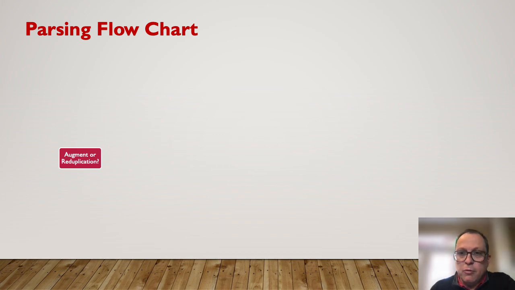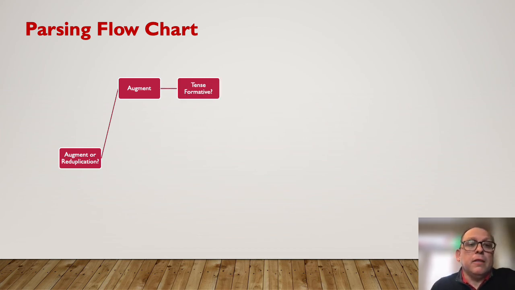The parsing flowchart, first step. First question you always want to ask is, does it have an augment or reduplication? You should, at this point, know what those two things are. So we'll go to the first part where it has an augment. The augment section can then lead to the next question: does it have a tense formative?